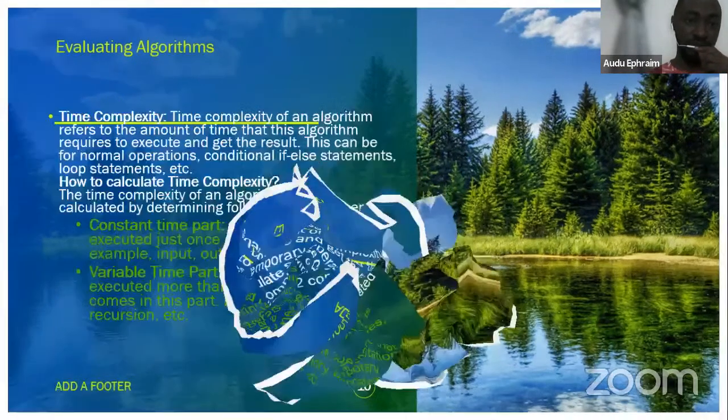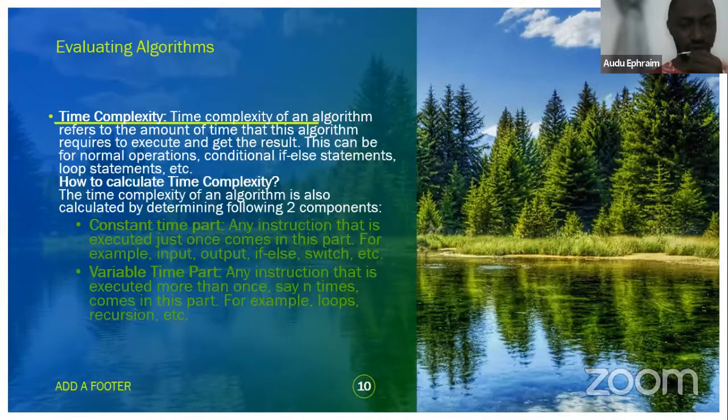Also, time complexity: it needs to take the smallest time to run. Even though our computers are usually fast, it might take less than a second to run, and someone else's algorithm might take 0.5 of a second. So you need to write your algorithm in such a way that it takes the smallest space possible in memory and the smallest time possible to run. Time complexity also has 2 parts: the constant time part and the variable time part.